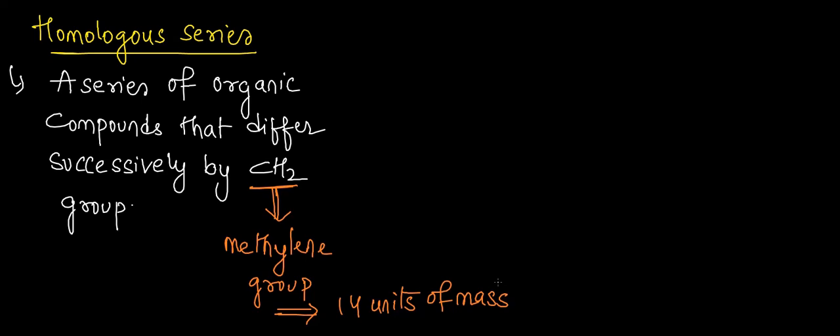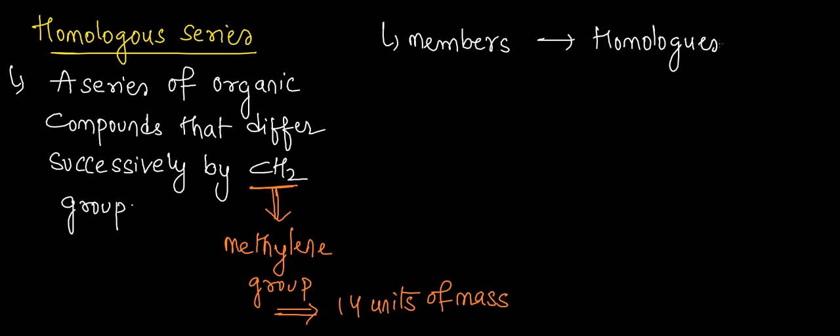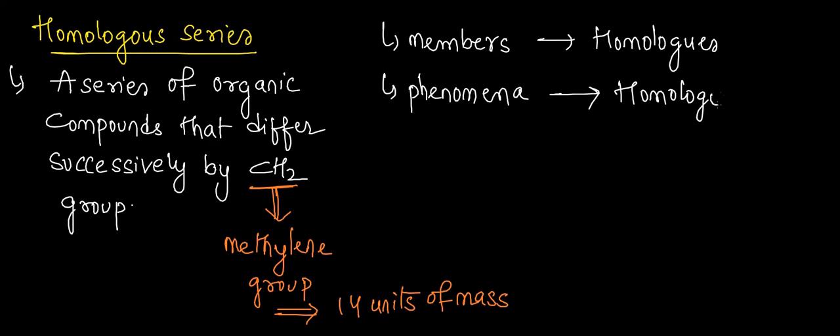So those which differ successively by CH2 are called homologous series. I mean those compounds are called homologous and the series is called homologous series. What do we call the members in this series? The members are called homologues. And what do we call this phenomenon? The phenomenon in which organic compounds differ by a methylene group is called homology. Members are called homologues, phenomenon is homology, and the series is called homologous series.